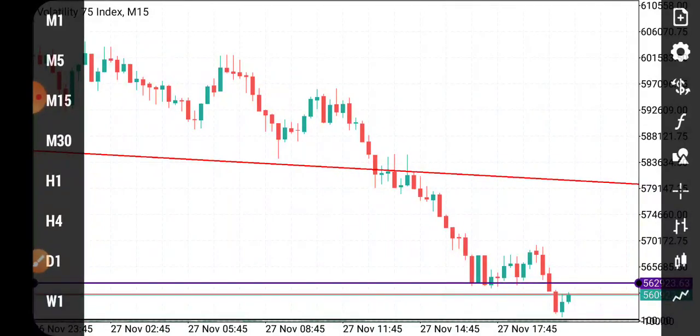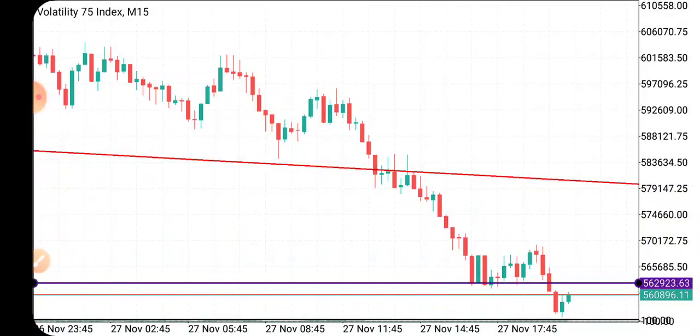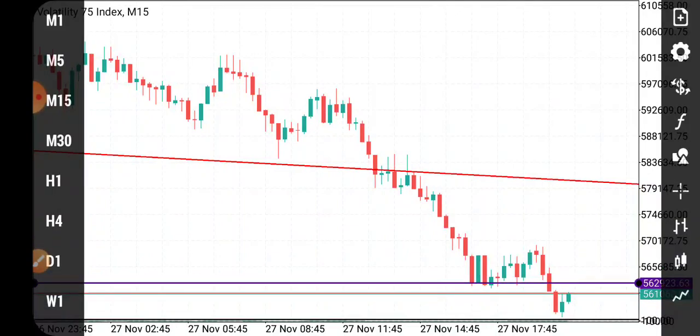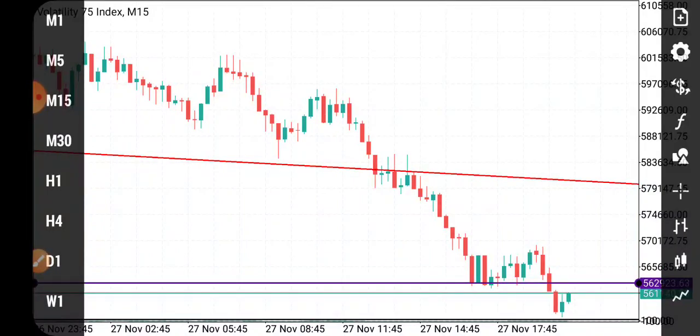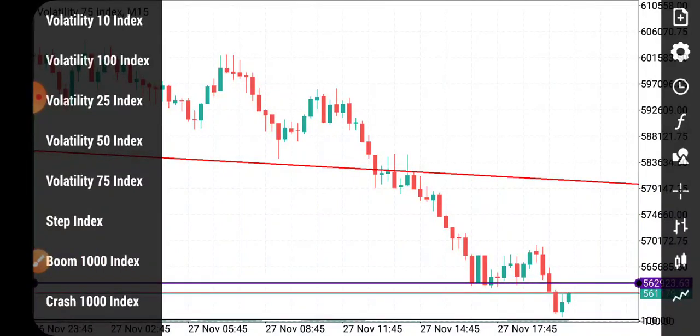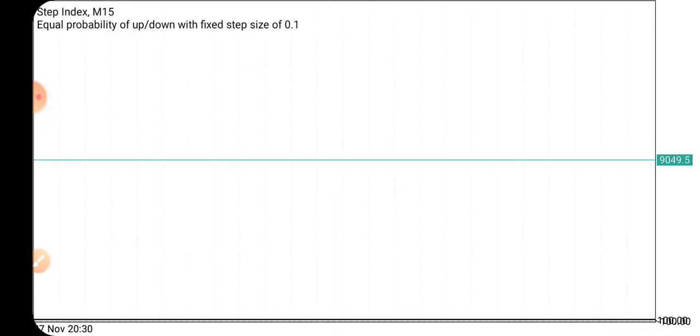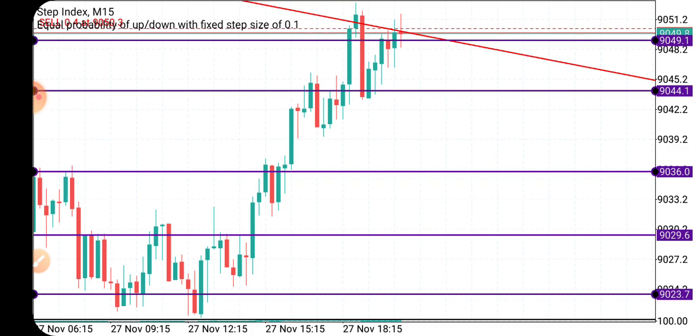Okay, so this is exactly how I analyze my trade. This is exactly how you can actually start analyzing your trade, just with lines. Just with lines you can start analyzing your trade as easy as ABC, guys. Okay, so I'm going to be ending this video, guys.